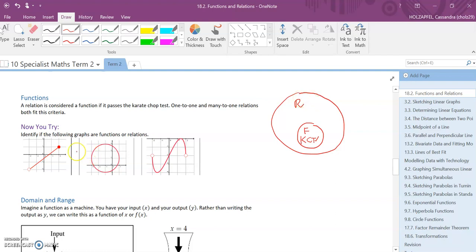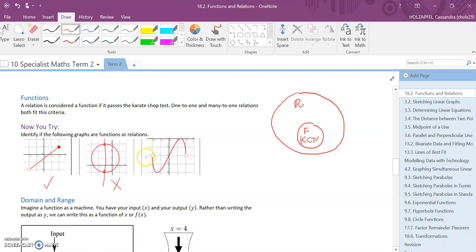All right, so I'm assuming that you paused the video, so let's go through. This one here, I could cross this at any point and I'm only going to get one value. So this is a one-to-one relation. This is definitely a function, definitely passes the karate chop test. If I was to do the karate chop test with this circle here, that's going to cross at 2 points. Right? This is a many-to-many relation. This is not a function. Sorry, let's do this. So this one is a function. This one is not a function.